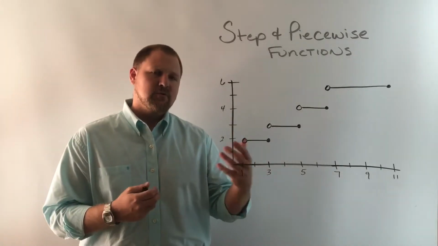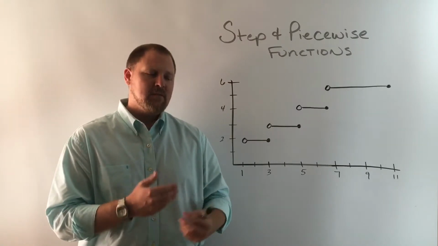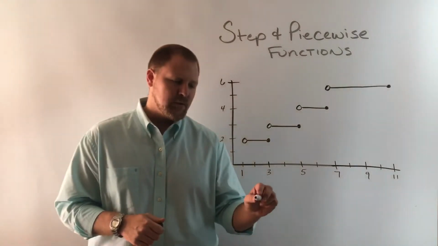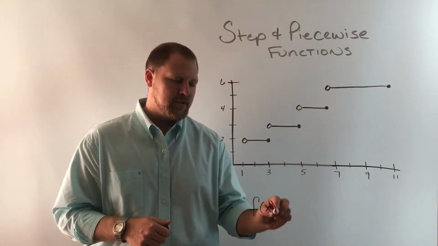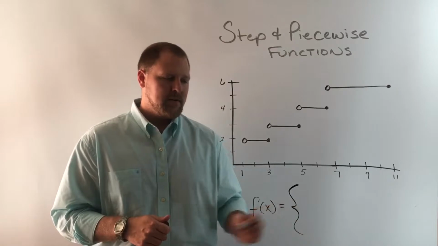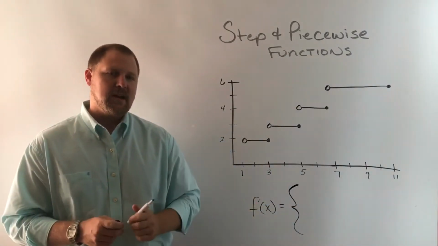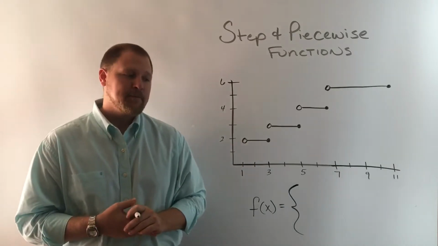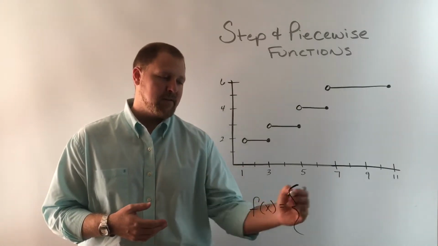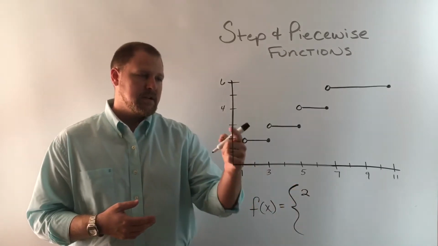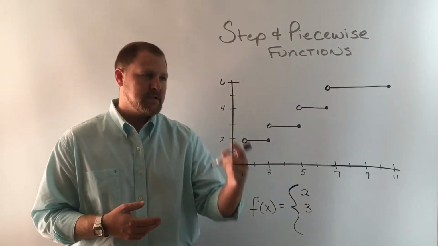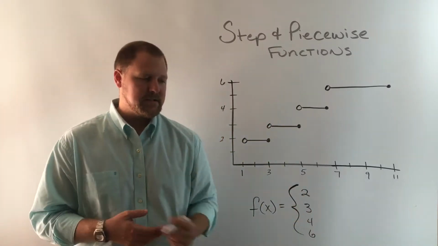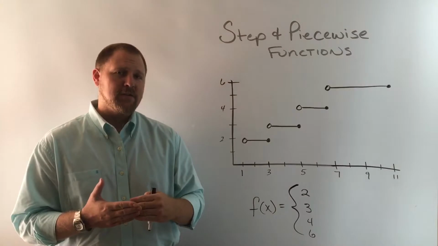I'm just going to write the function rule from this graph because it's pretty straightforward how to go in the opposite direction. So first, the standard procedure is to start any step or piecewise function with this style of notation, and then we begin with our furthest to the left. So from here it looks like f of x equals 2. Here it looks like f of x equals 3, 4, and then I'm going to make a leap and say that that's 6.